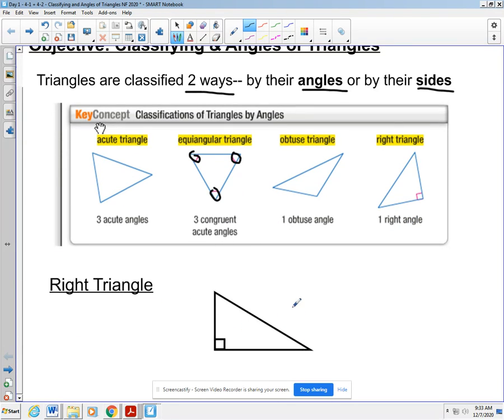So in a right triangle, obviously this is the right angle. This is called a leg. This is also called a leg. And the longest side is called the hypotenuse. So this will be called the hypotenuse, and just like in the Pythagorean theorem, a squared plus b squared is equal to c squared. So again, how do we classify triangles by angles? Acute, equiangular, obtuse, and right.